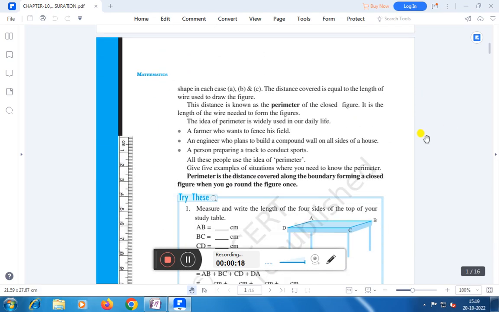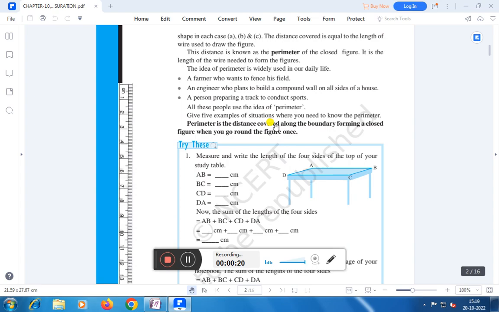What is perimeter? Perimeter is the distance covered along the boundary forming a closed figure when you go around the figure once. That is the perimeter. Perimeter means the sum of all the sides. But if it is a circle, then the circumference of the circle is the perimeter. Right?